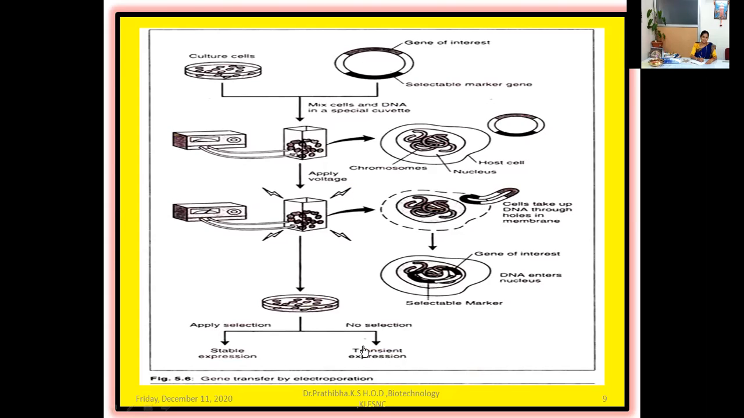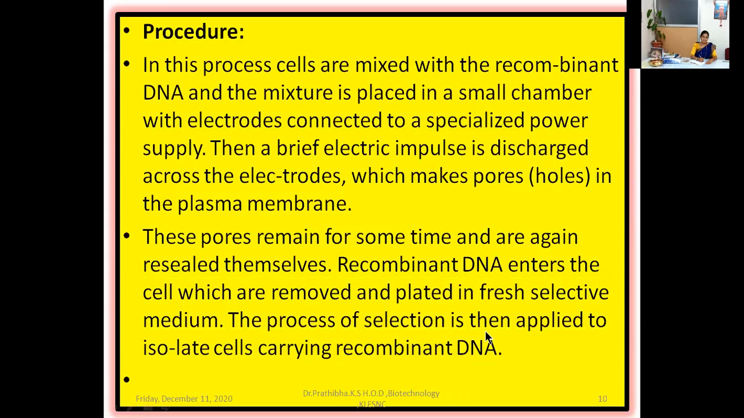Whereas in this case, when you apply the selection by using selectable marker gene, you can see the stable expression. Whereas when there is no selection, at that time transient expression or temporary expression can be seen. That kind of temporary and non-stable expression is not used in the rDNA technology. So this is about the gene transfer by electroporation in brief. Being a science student, you must draw this diagram using a pencil and label it. For 5 marks, that is more than enough.